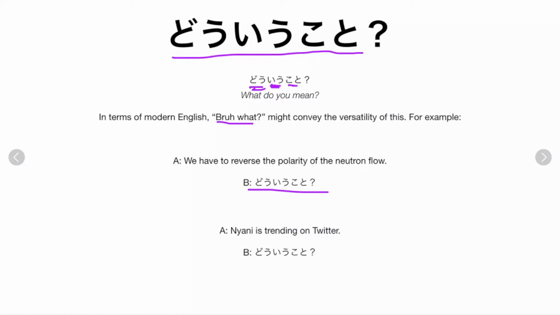That doesn't make sense. Alternatively, if you say Nyani is trending on Twitter, right? Then it's the same. Bro, what? Nyani is trending? That kind of a thing. So it comes through in your tone, but the word is the same. Whether you say, bruh, what? This is confusion. And this, it's not confusion, it's more like shock, right? But it's the same. It's asking a question, and it's using the same words to do it.